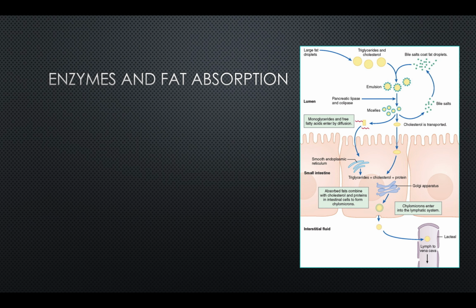The fats enter the apical membrane of the small intestinal cells via diffusion. They're able to diffuse easily across because of the bile salts that coat them.